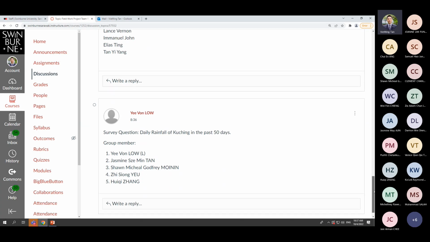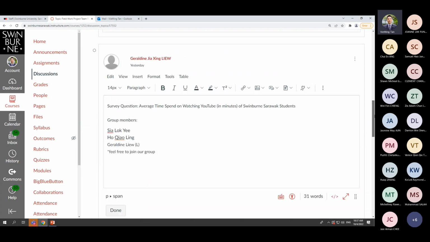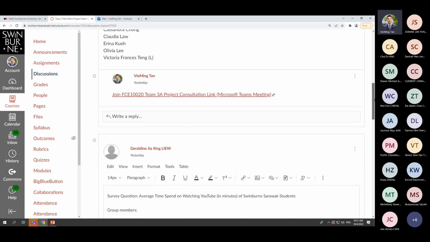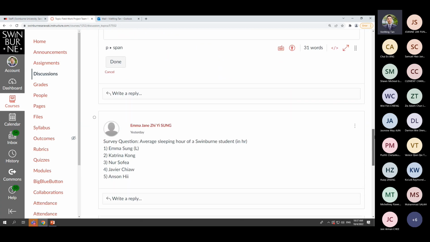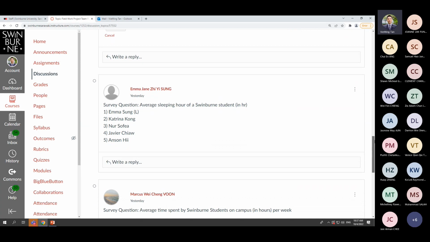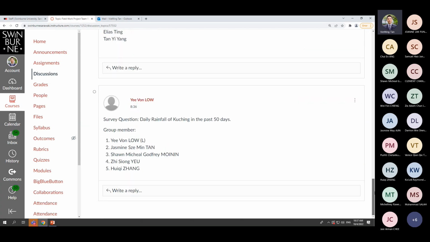To help you do the discussion later on, especially those who join online, I'm going to create the Microsoft Teams link. This is not compulsory, but I create a link so that the members can have a discussion in your own Microsoft link. I'm going to create for all of the groups, especially the online groups. Any other questions before we call a day for your project?